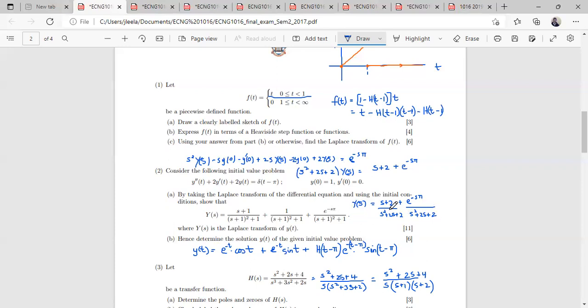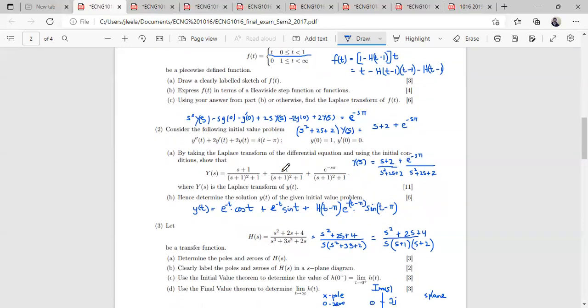And then here you could break up this into s plus 2 as s plus 1 plus 1. So that will be (s plus 1) over (s squared plus 2s plus 2), which could be factored into (s plus 1) squared plus 1. And then you have 1 over the same thing, (s plus 1) squared plus 1. And then you have the e to the minus s pi over (s plus 1) squared plus 1. So from here, you could break it into this here. It's easy to see that.